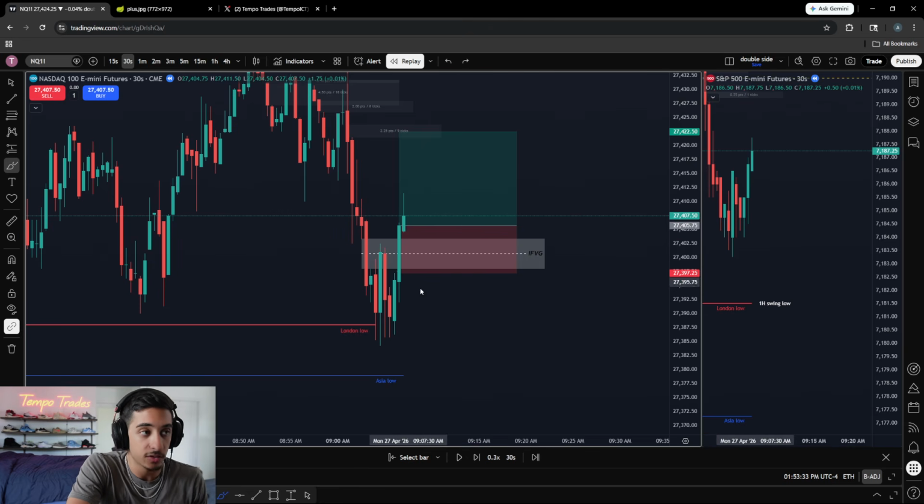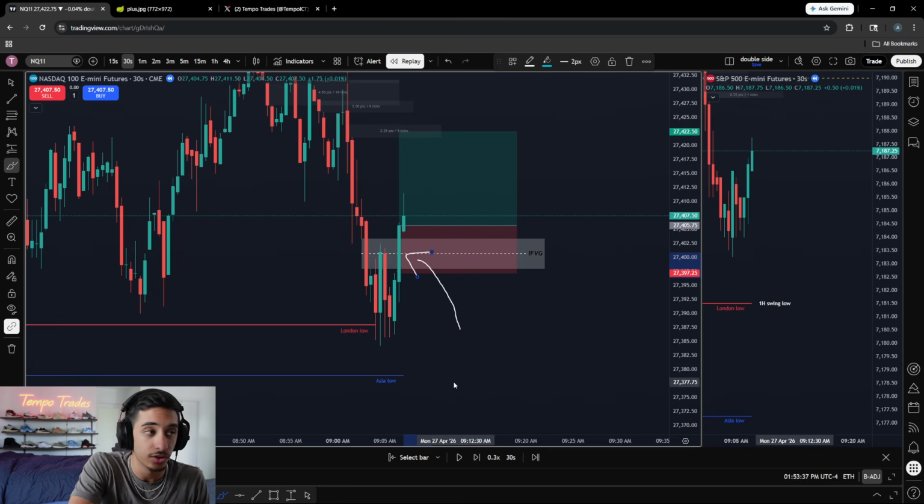The second thing to point out, this candle right here is a very, very nice candle. It's not chopping, it's not slow. This green candle right here is super strong with a lot of momentum. The size is great.